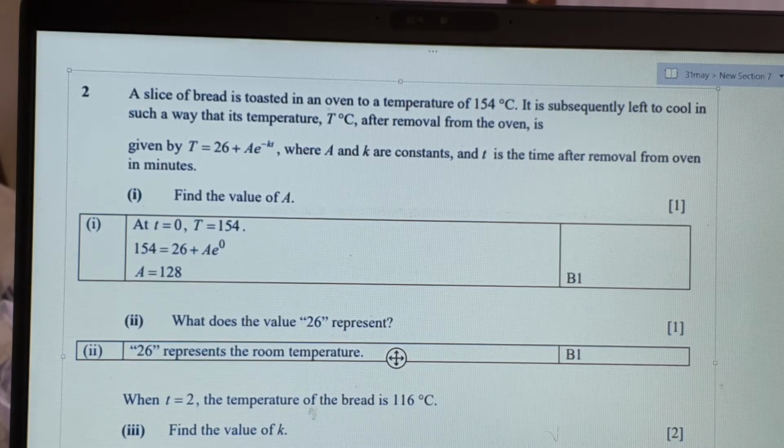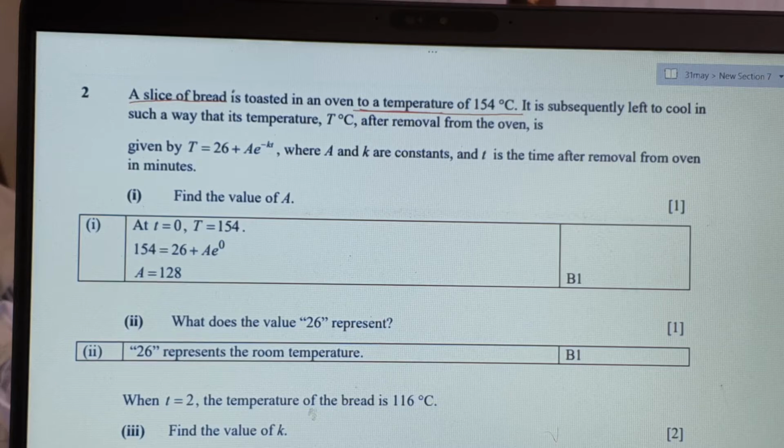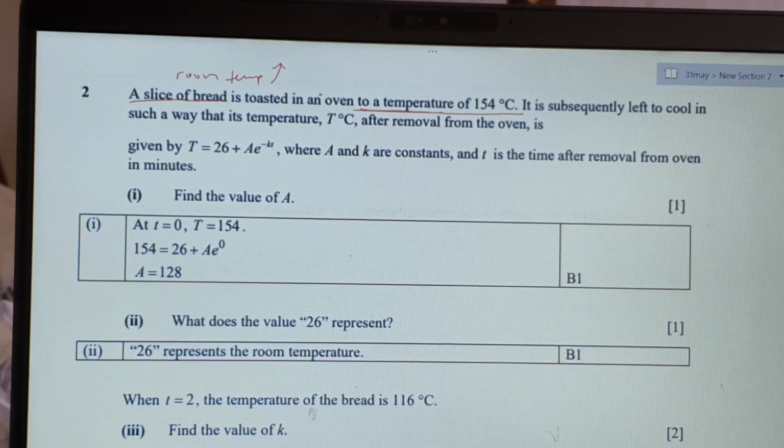So you see, a slice of bread is toasted to a temperature of this. So you must understand that at first there's a slice of bread. The slice of bread, what's the temperature? Originally it must be room temperature, right? Well, I don't know what temperature, maybe 30 or 25 depending on where you are. Then you increase the temperature because it's heated, toasted, until it becomes 154 degrees Celsius. And then it's subsequently left to cool in such a way that its temperature after removal is this one.